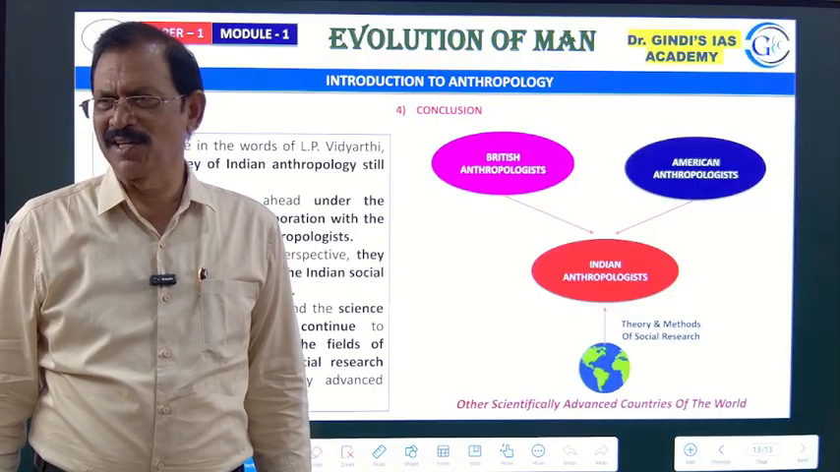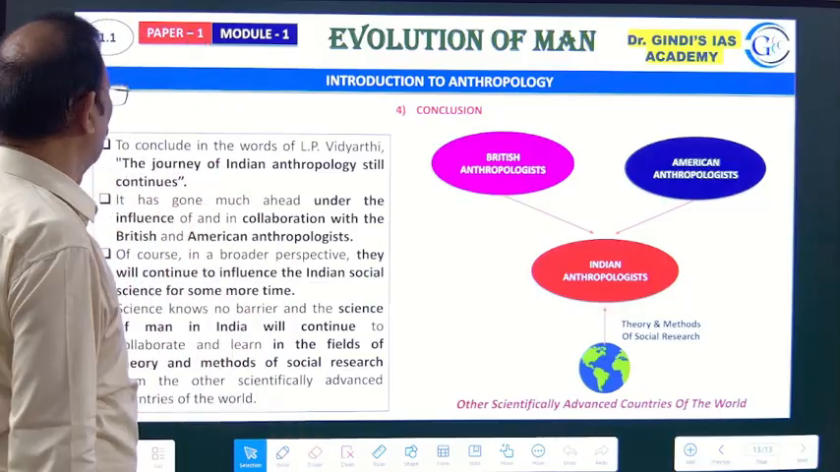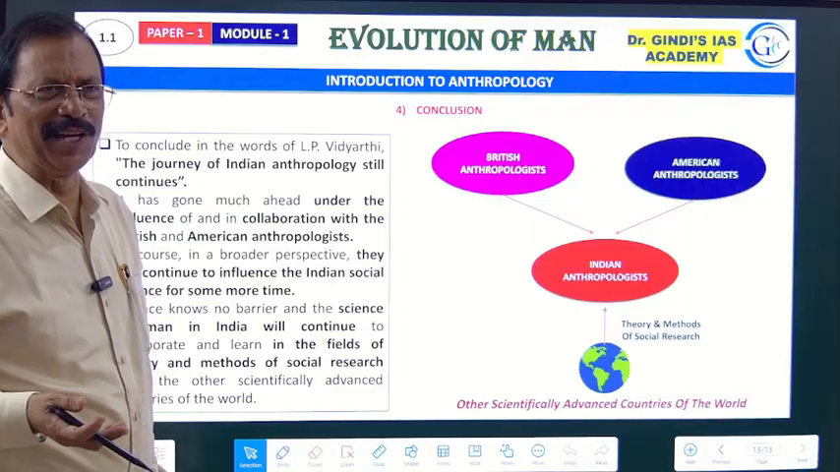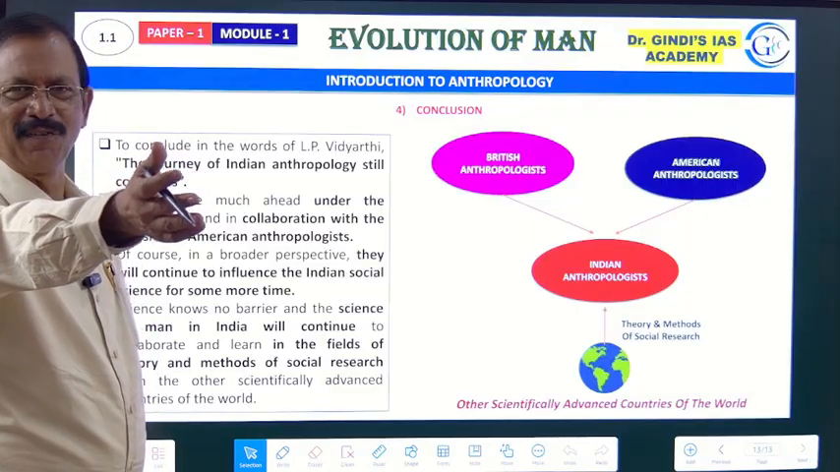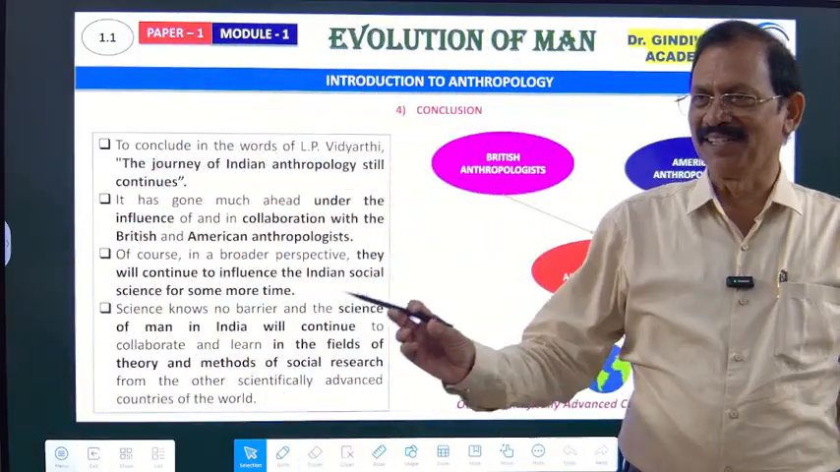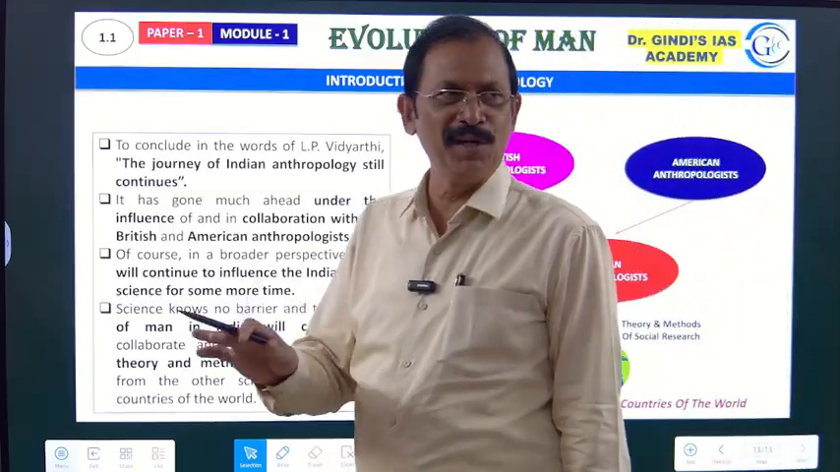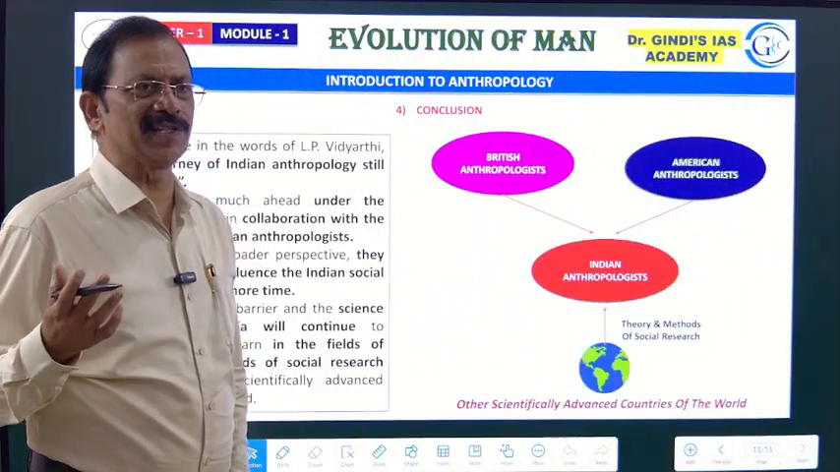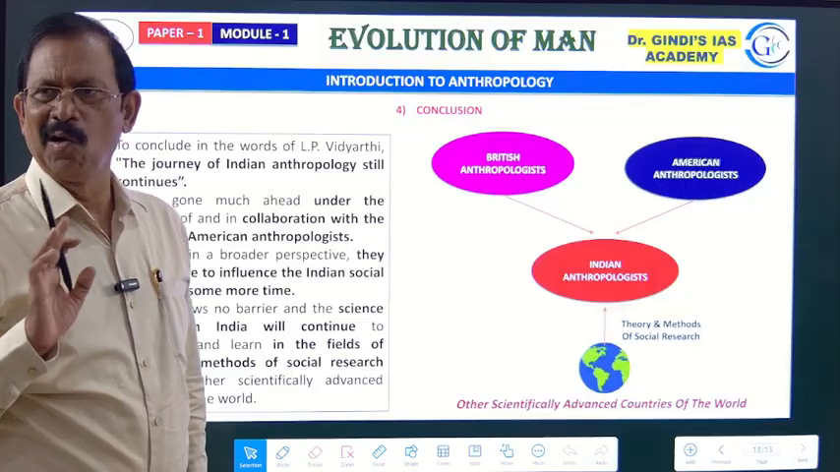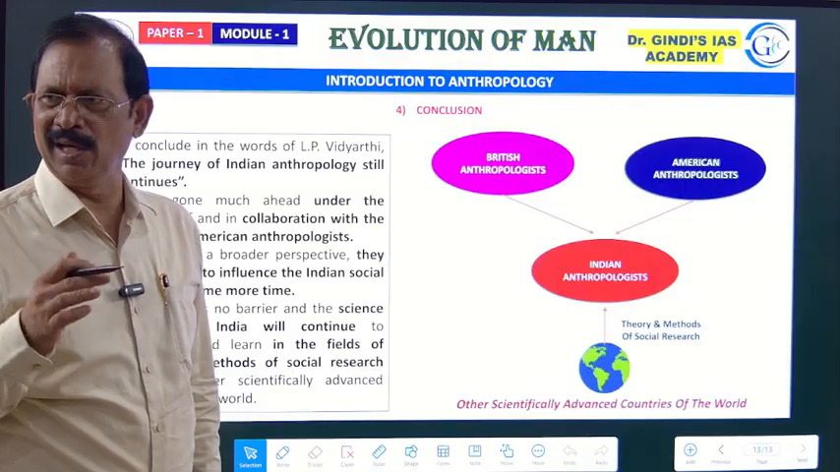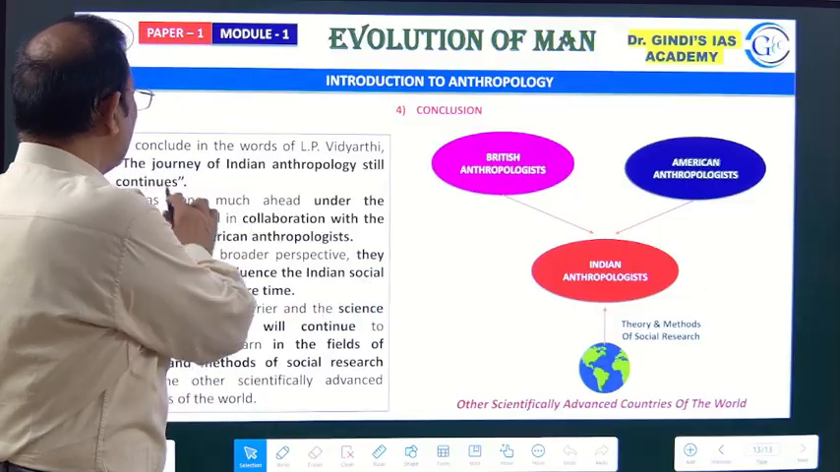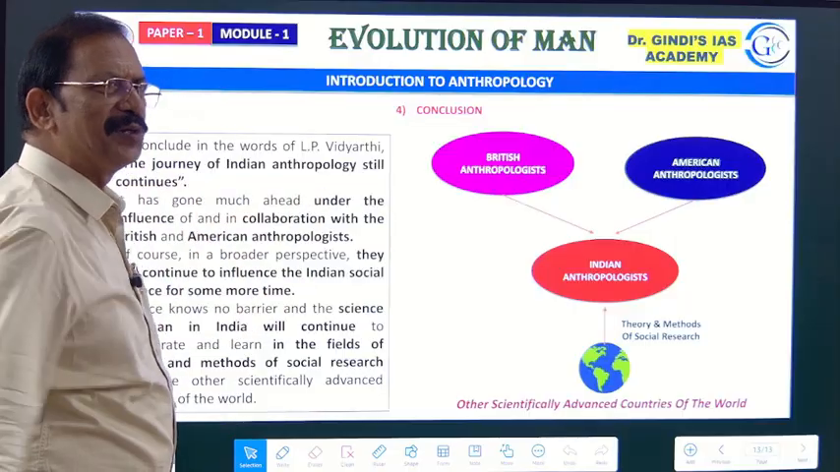So you can understand what is meant by anthropology from this lesson. So to conclude, the words of LP Vidyarthi. Why am I using LP Vidyarthi? Because as aspirants of UPSC, you are familiar with the name of LP Vidyarthi. In the market, the books are available. Of course, there is no need for the students of Dr. Gindi I.A.S. Academy. I am giving exclusive notes, exclusive recorded lessons for all my students, whether they are in online coaching or offline coaching. But anyway, as per the words of LP Vidyarthi, the journey of Indian anthropology still continues.